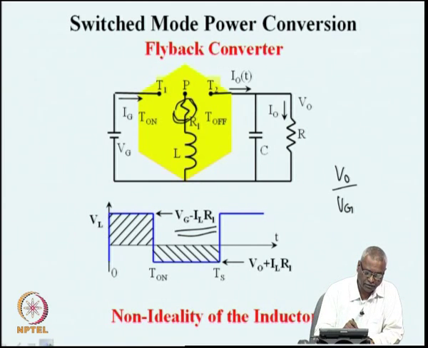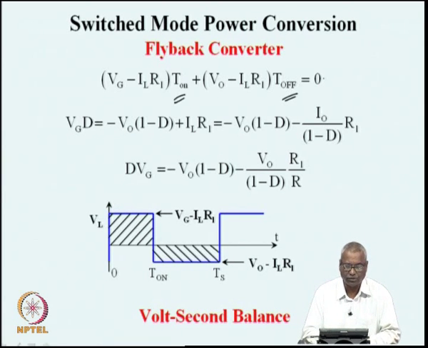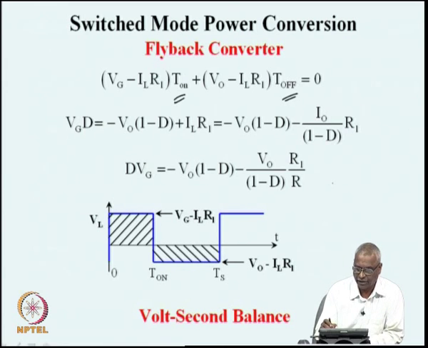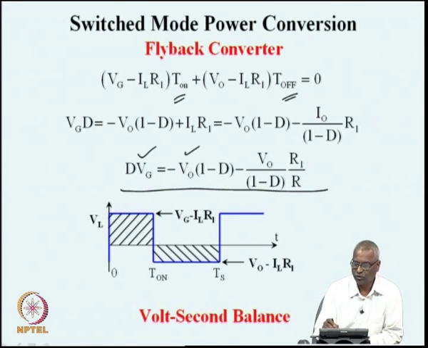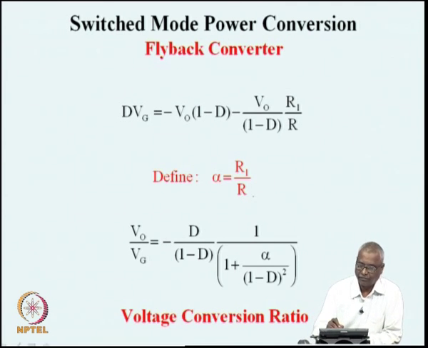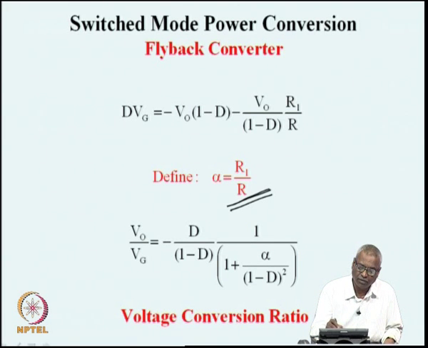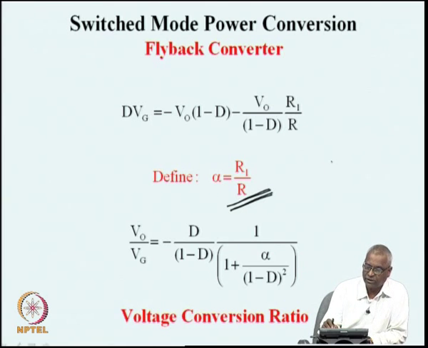If you find the ratio of these areas and equate it to 0, Vg minus I L R L into T on as the first term and V naught plus I L R L into T off as the second term, if both of them are made equal to 0, then on simplification we find that we have an expression which relates Vg and V naught through the non-ideality of the resistor, R L by R, and the duty ratio D. On simplification, we apply the term alpha equal to R L by R: the parasitic resistance of the inductor normalized by the load resistance R is defined as alpha.